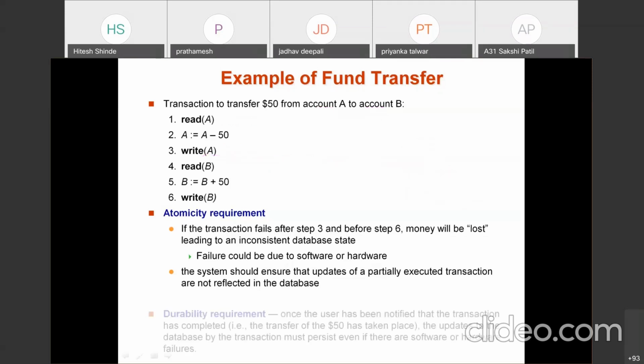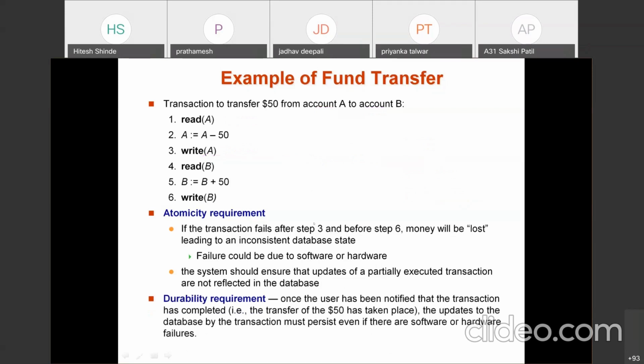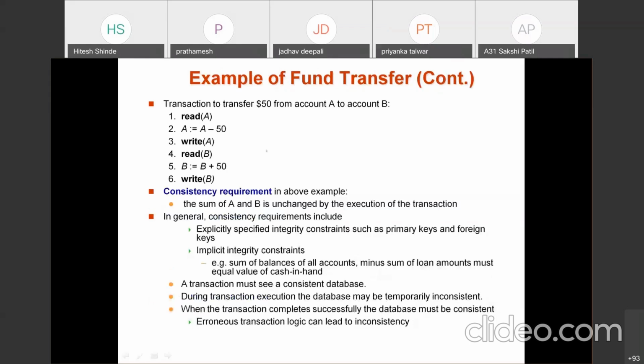Durability. So once the user has been notified that the transaction has completed successfully, means A is equal to 950 and B is equal to 2050, once these values are stored on the disk, where the database is actually stored, then even if a failure occurs, that value remains as it is. So that we call it durability. Simple definition. Now the next one, consistency.